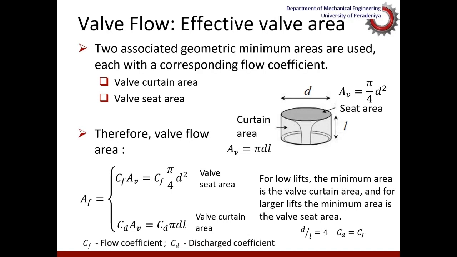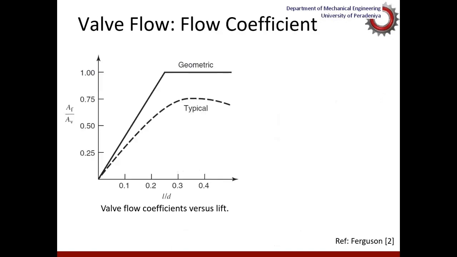Now, if you equate these two areas, CF into pi over 4 into d squared and CD into pi d L, then you will find CD will be equal to CF when d over L equals 4. So there is a significance of this number 4. We'll get back to that shortly.